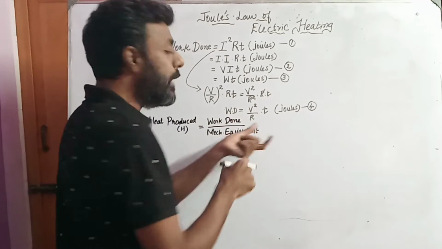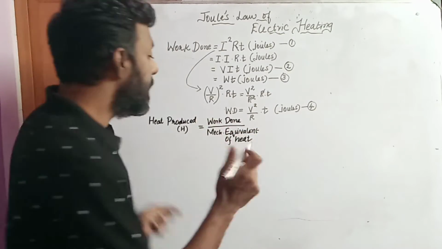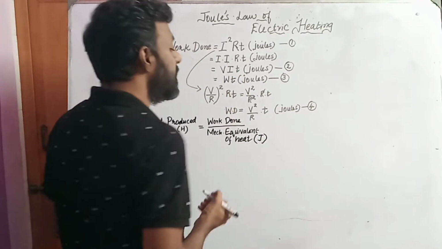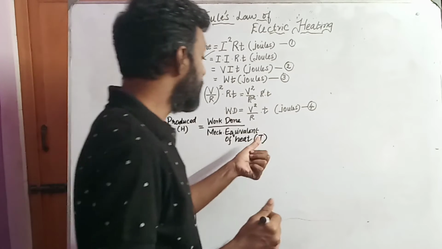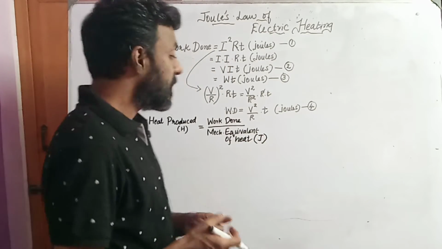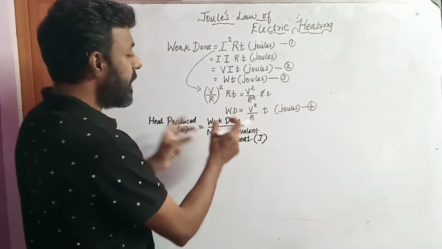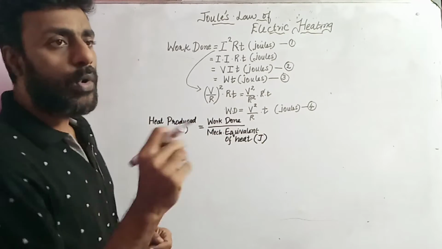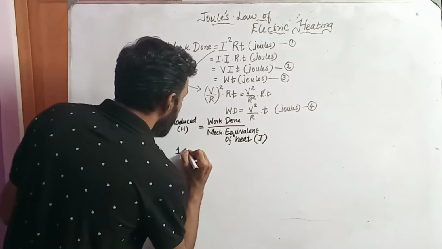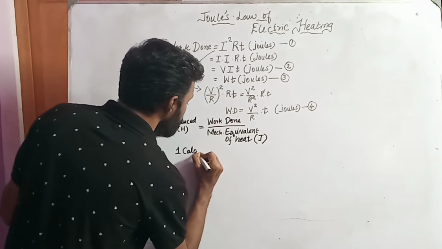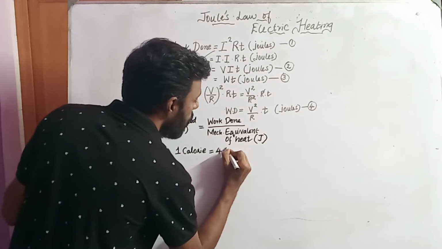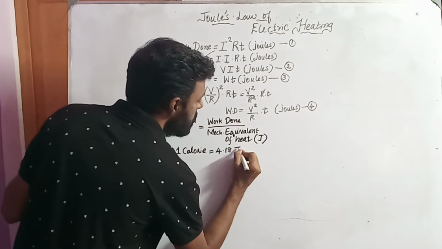This mechanical equivalent of heat is indicated by the capital letter J, because it is called Joule's constant. So what is the mechanical equivalent of heat? We know that 1 calorie is equal to 4.18 joules.